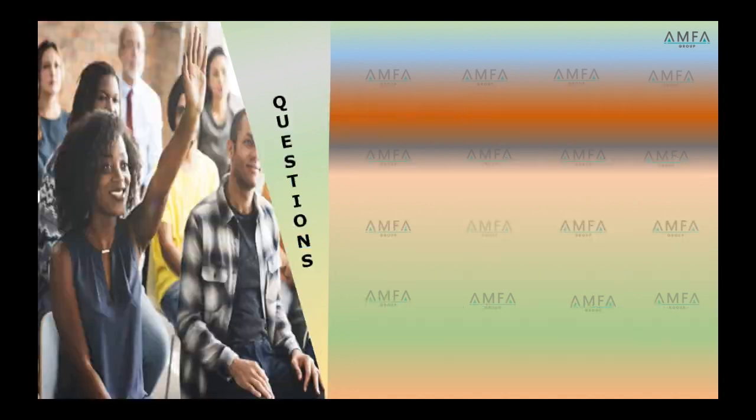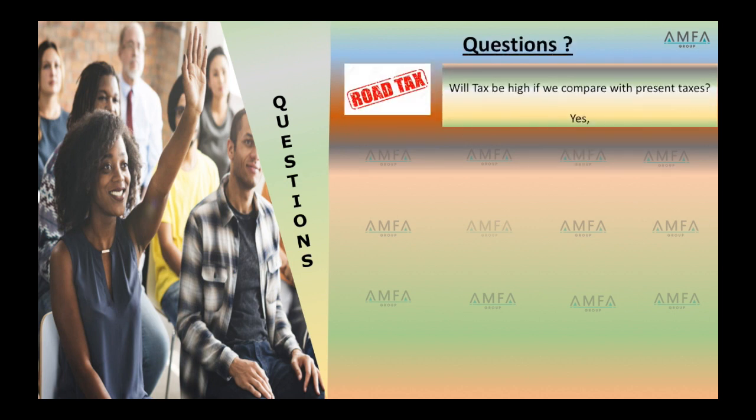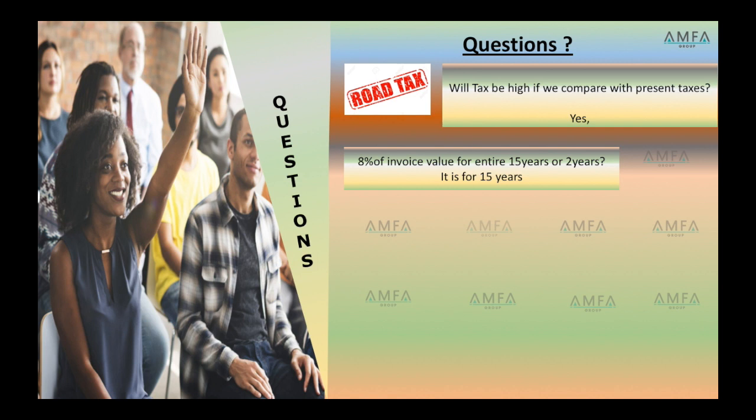Okay, this is a summary about the calculation, and these are a few questions which we normally receive. Will the tax be high compared with the present taxes? Obviously, the tax slabs and tax rates are higher. The tax value is higher, but this has the advantage of avoiding cumbersome, complex activities, and you don't have to take an NOC and other confirmations.